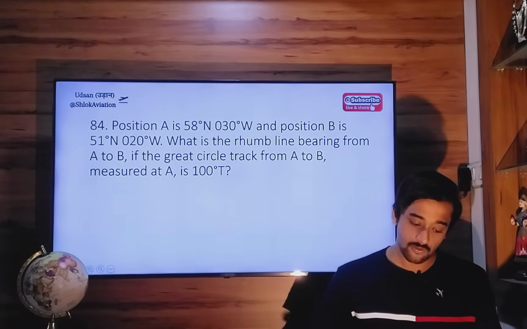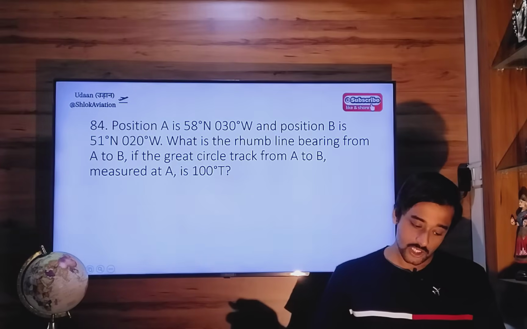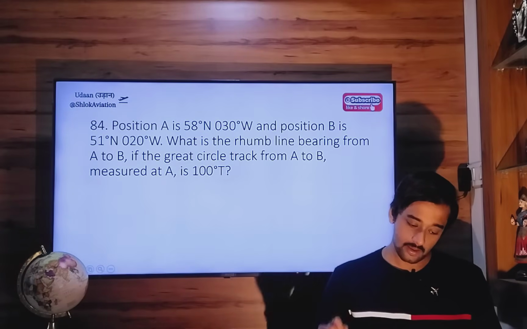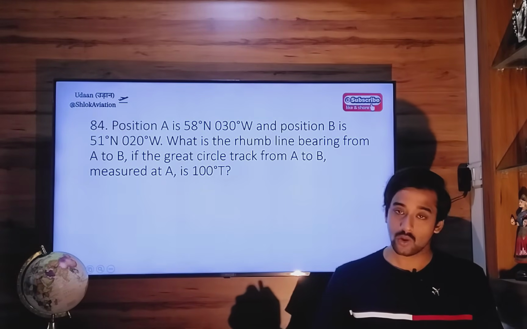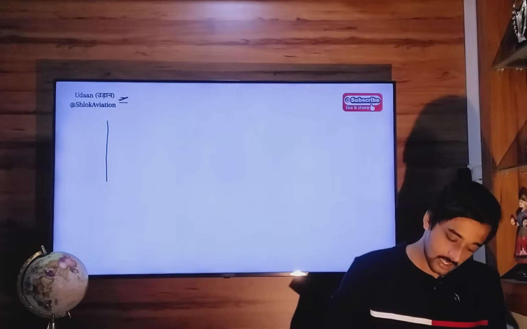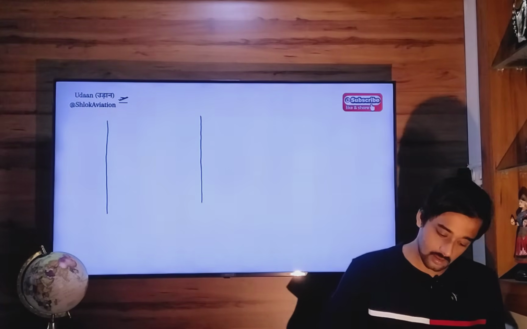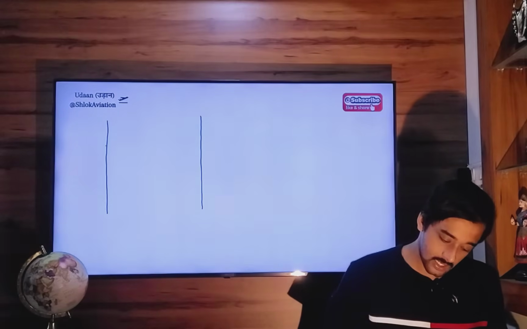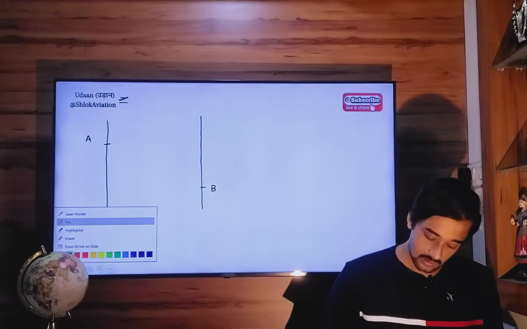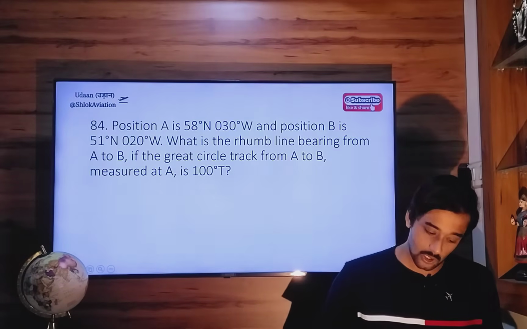Next, position A is 58 north, 30 west. Position B is 51 north and 20 west. What is the rhumb bearing from A to B if the great circle track is 100? So A is 58 north. Let's say this is your diagram. Position A is here. Position B is here. 58 north, 30 west.